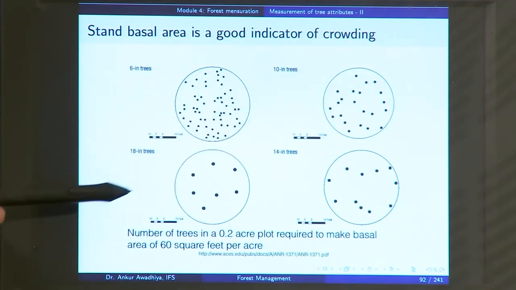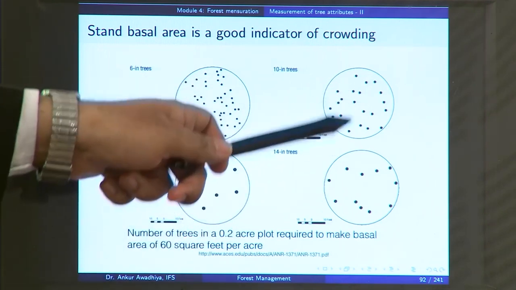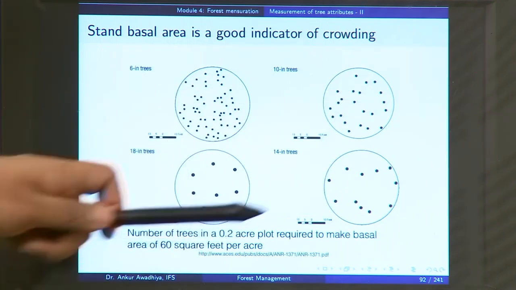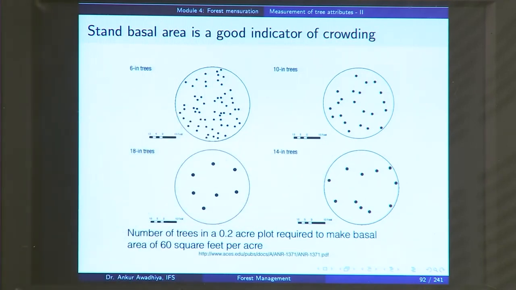If you increase it further to 14 inch trees, the number of trees reduces further. If you increase it to 18 inch trees, the number of trees reduces further.